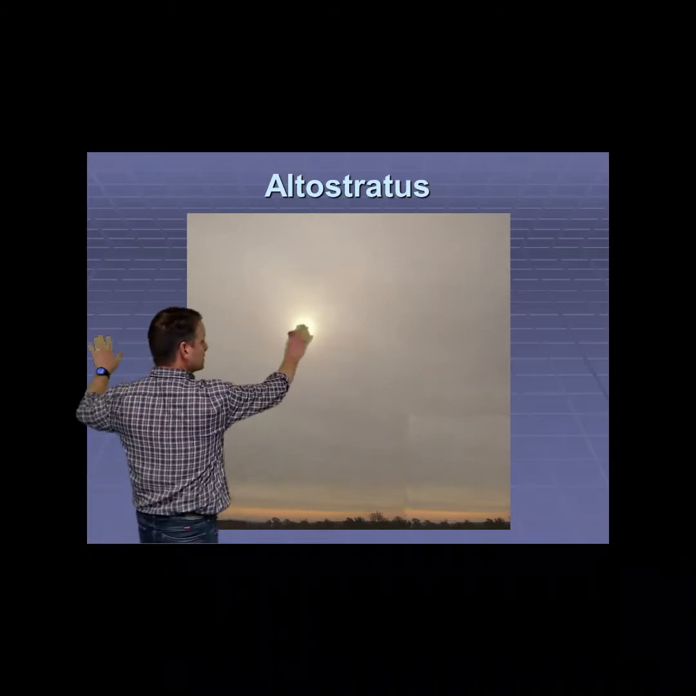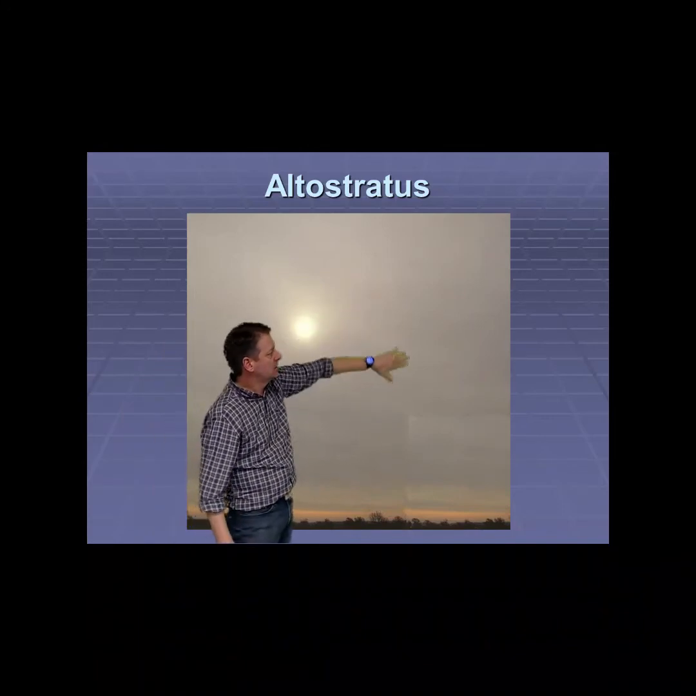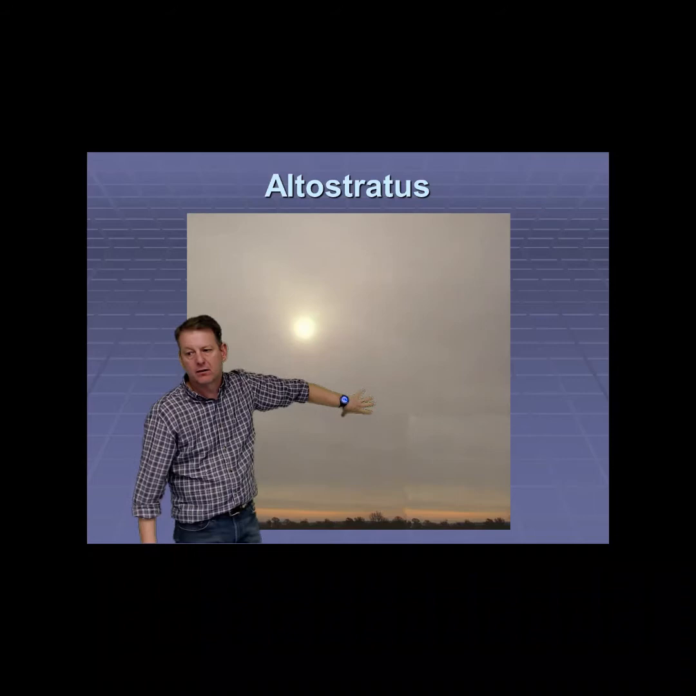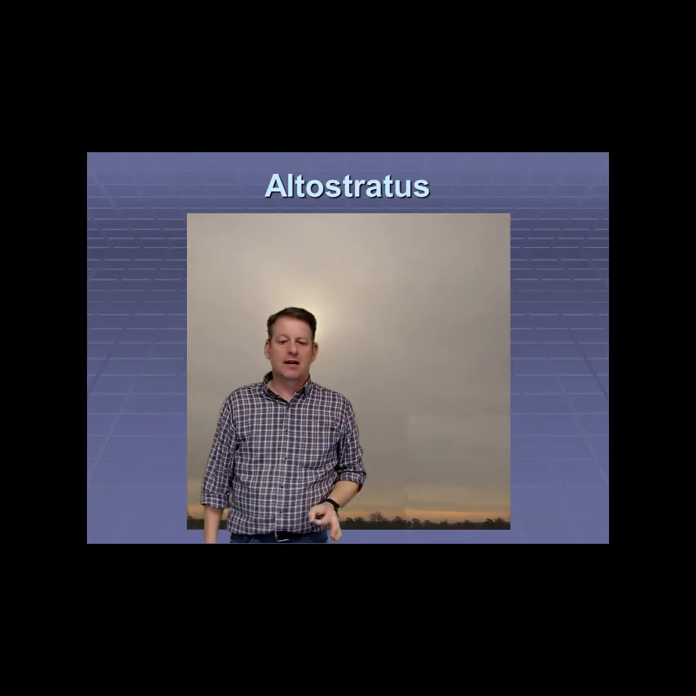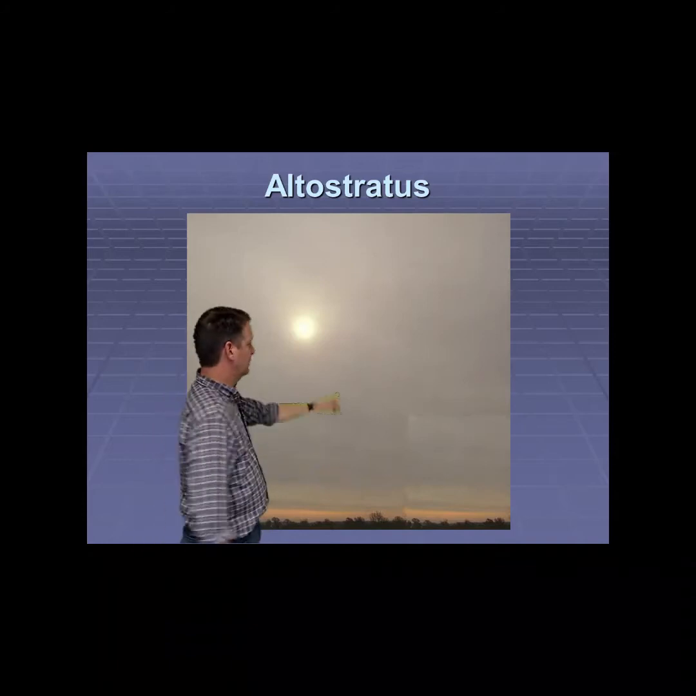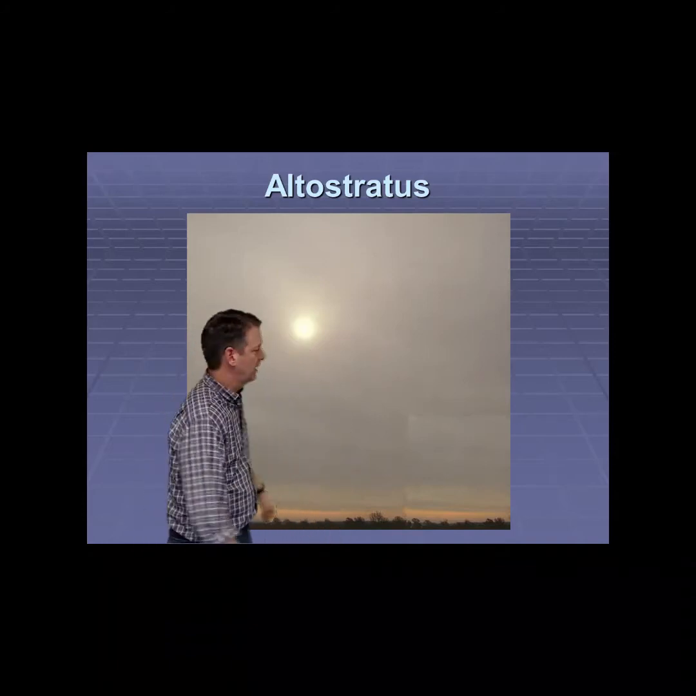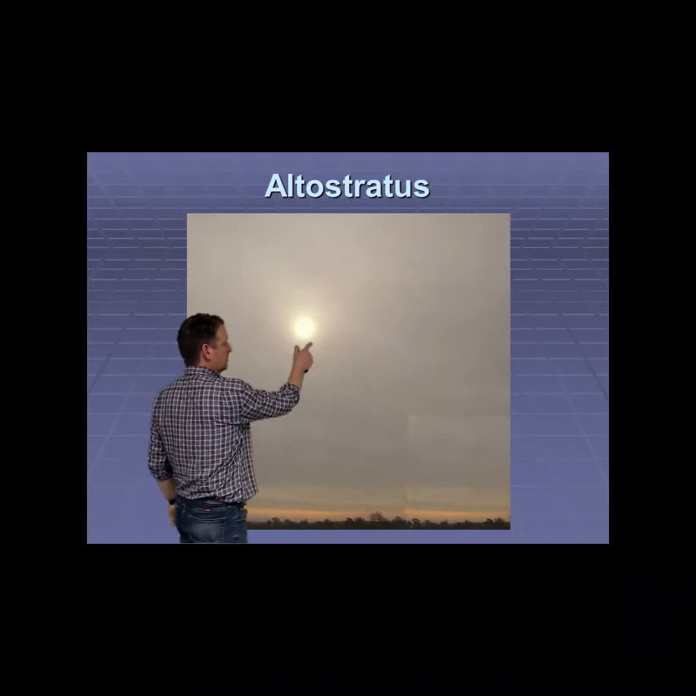Takes up the whole sky, and you can see that we've got some nice dark shadow underneath here, which tells us that we definitely have some thickness to this. But it's not so thick because we can still see the sun. And a lot of the times the sun is bright enough here that you can get this.